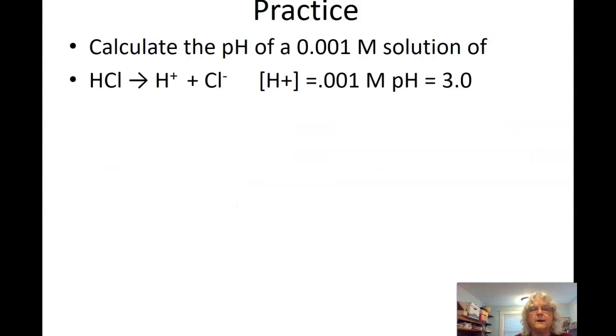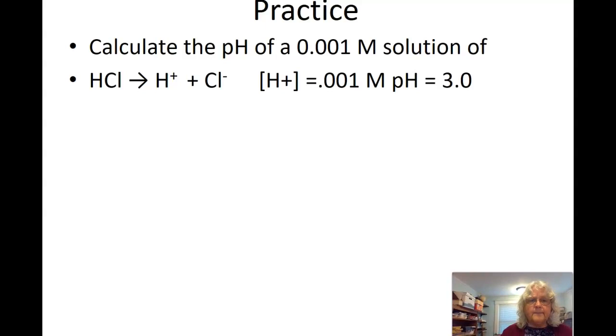So we're going to look at an example for an acid and a base. So we'll start with hydrochloric acid. We'll say that we have a 0.001 molar solution of HCl. I've written a dissociation reaction there. So you can see that the HCl breaks apart into hydrogen and chloride, one-way arrow. And what that means is that if I have 0.001 molar HCl, I have 0.001 molar hydrogen ion. So I know the concentration of my hydrogen ion, and then I take the log and change the sign, and I get a pH of 3.0.